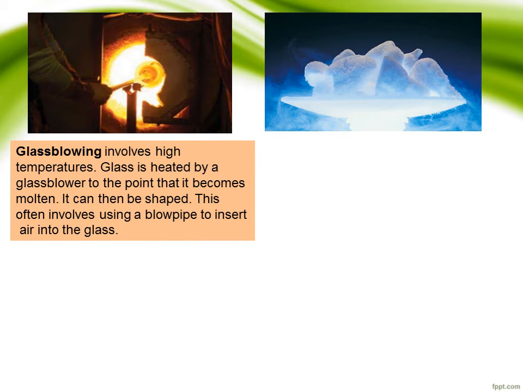Glass blowing involves high temperatures. Glass is heated by a glass blower to the point that it becomes molten. It can then be shaped. This often involves using a blowpipe to insert air into the glass. Again, grade 4, glass blowing is a glass forming technique that involves inflating molten glass into a bubble by the use of a blowpipe.